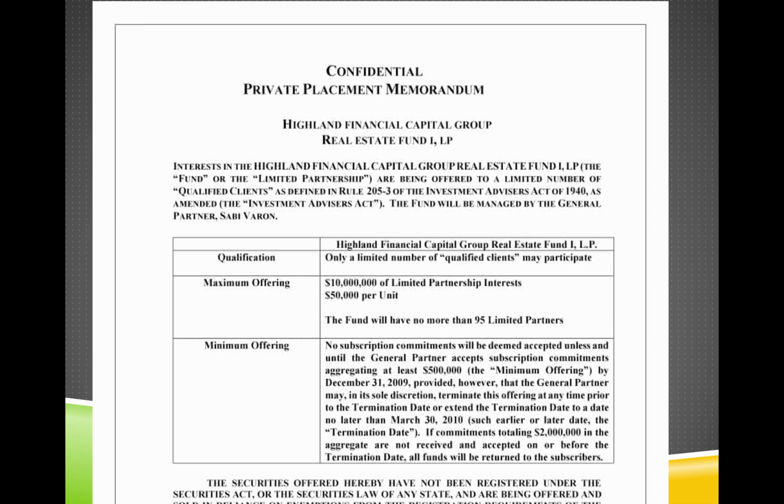Here's an example of a private placement memorandum. It's very much like a prospectus, but it's only distributed to qualified investors. And in this case, they're only offering $10 million at $50,000 per unit. So they don't want a huge amount of investors in this thing. And in fact, because of the restrictions on the way these private offerings work, in this case, they want no more than 95 limited partners.